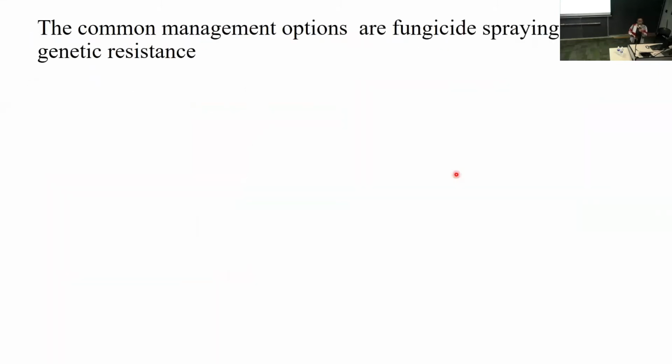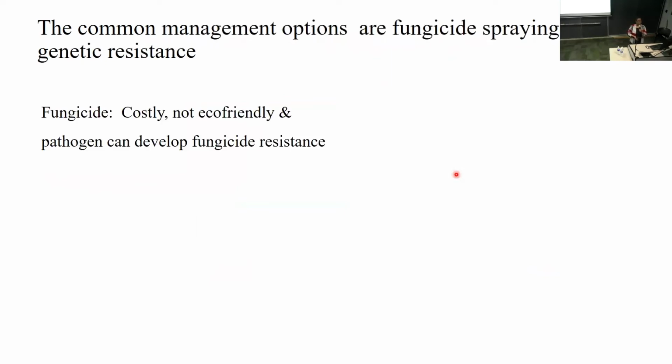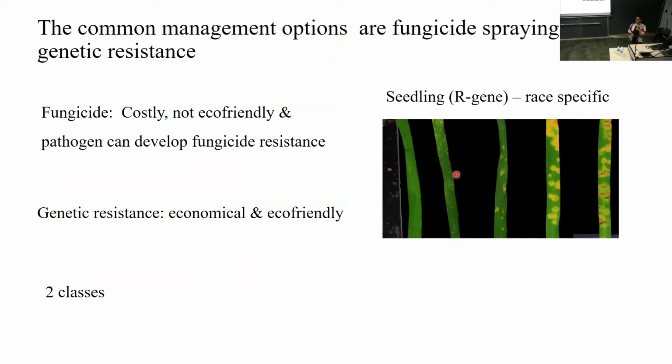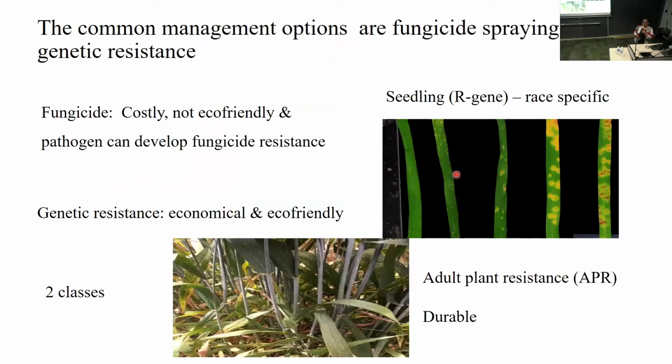The common management options are fungicide spraying and genetic resistance. As we all know, fungicide spraying is costly and not eco-friendly, and the pathogen may develop fungicide resistance upon continuous use. So genetic resistance is economical and eco-friendly. There are two classes of genetic resistance: seedling resistance, or all-stage resistance, which is race-specific and expressed at the seedling stage, and adult plant resistance, which is expressed at the adult plant stage and is more durable than seedling resistance.